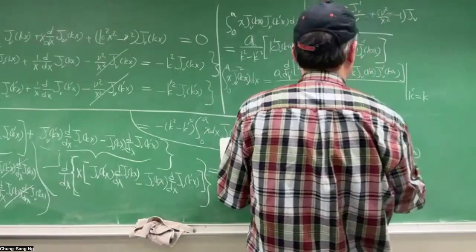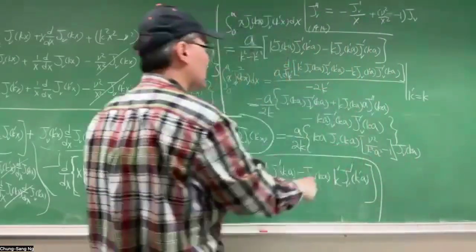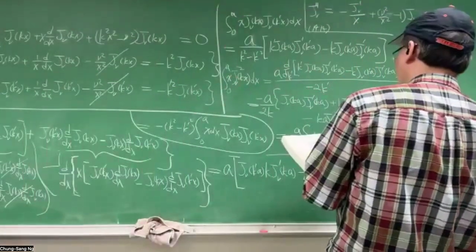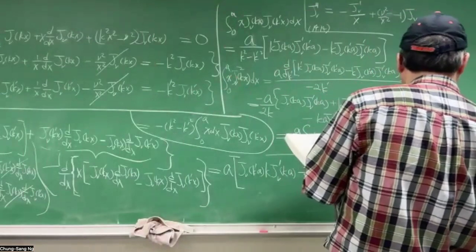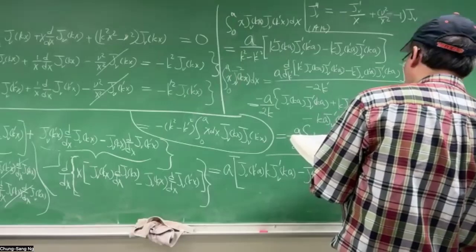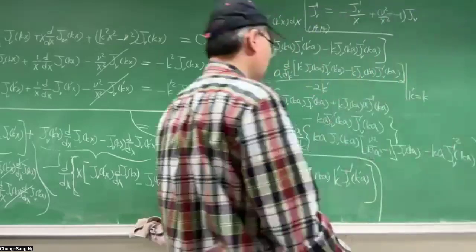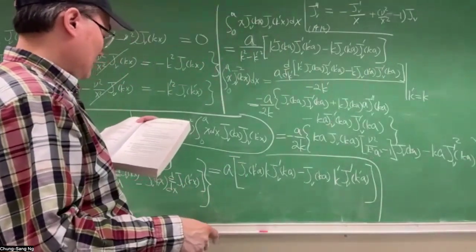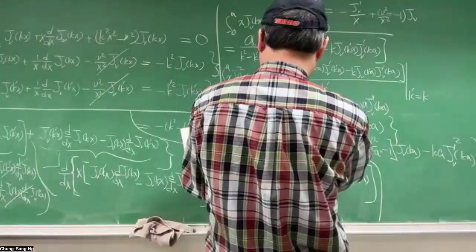Okay. But that is this one. This one becomes this one. And then you have minus ka. These two are just the same. k nu squared, J nu prime squared. Which is very close to what we have.